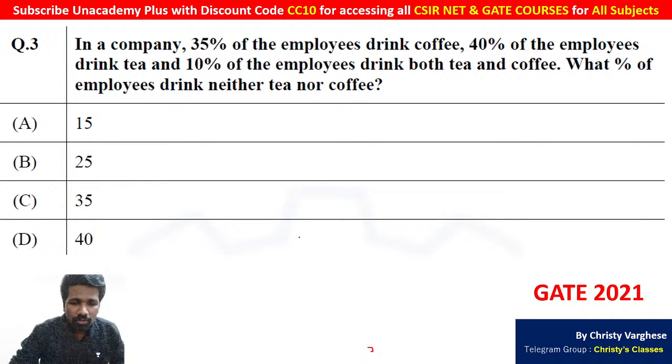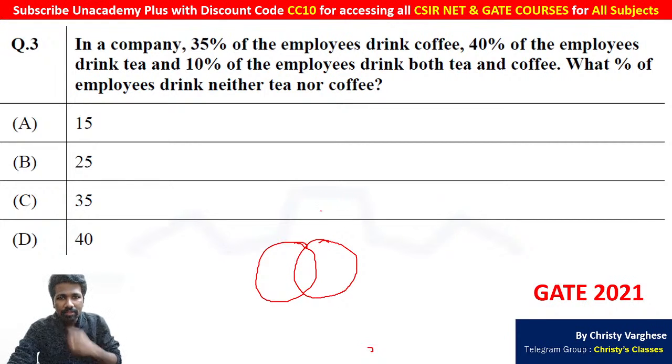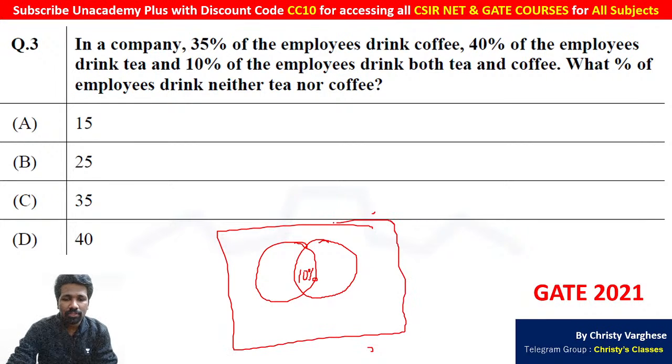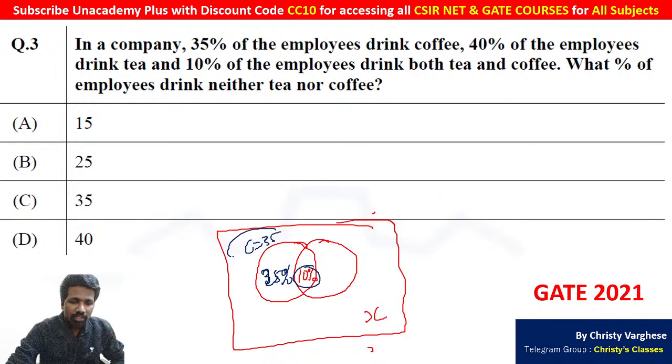35% drink coffee. So if this is the drinking coffee circle and this is the drinking tea circle, 10% drink both. That means this is where that 10% will belong to. So neither tea nor coffee is the question. That means this area is our required unknown. What else is told? 35% drink coffee. So coffee 35% means that can have this intersection also. That means coffee only people will be 25%. Why? 25 plus 10, 35 total. And tea percentage is 40% means tea only drinking people will be 30%.